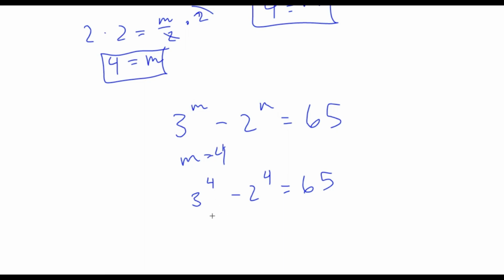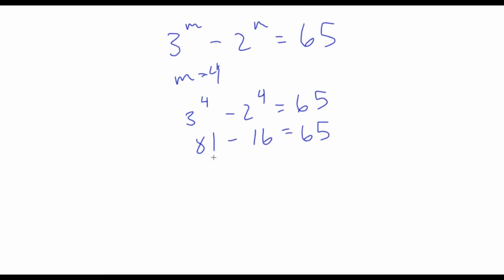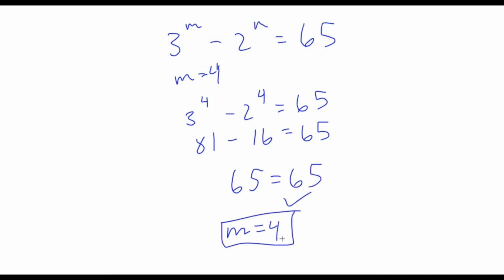3 to the power of 4 is 81, minus 2 to the power of 4 is 16. So this is equal to 65, and 81 minus 16 is 65. So if 65 is equal to 65, because it is right, we know that m is equal to 4 is right as well.